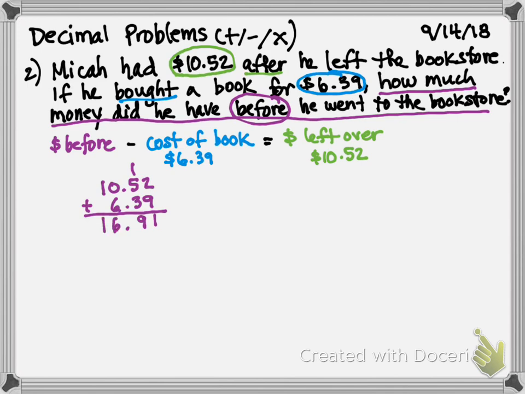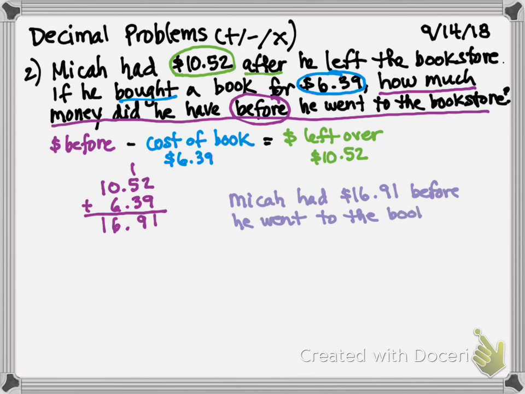So I like to write my answers as sentences that are in context for what the problem was all about. So I would say Micah had $16.91 before he went to the bookstore. Again, the reason why we write out our answers as a sentence is because we want to get context to what does 16.91 mean. And we also want to make sure that we have our labels. And I'm stealing words right from the question itself. So that would be how I solved the first one.